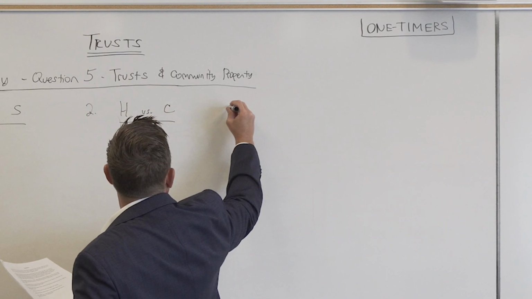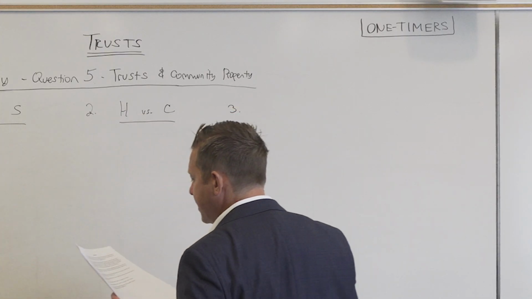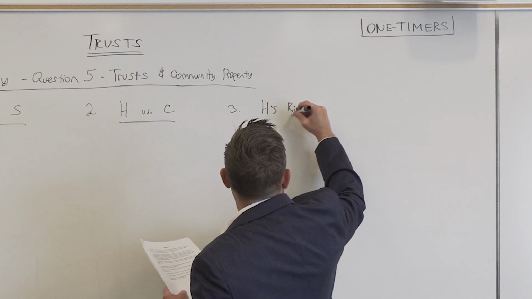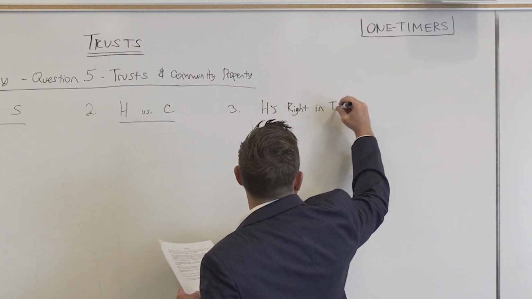Okay, number 2, what's the likely result of Henry's suit versus Charity? Number 3, what rights does Henry have in the trust assets? H's rights in trust assets.